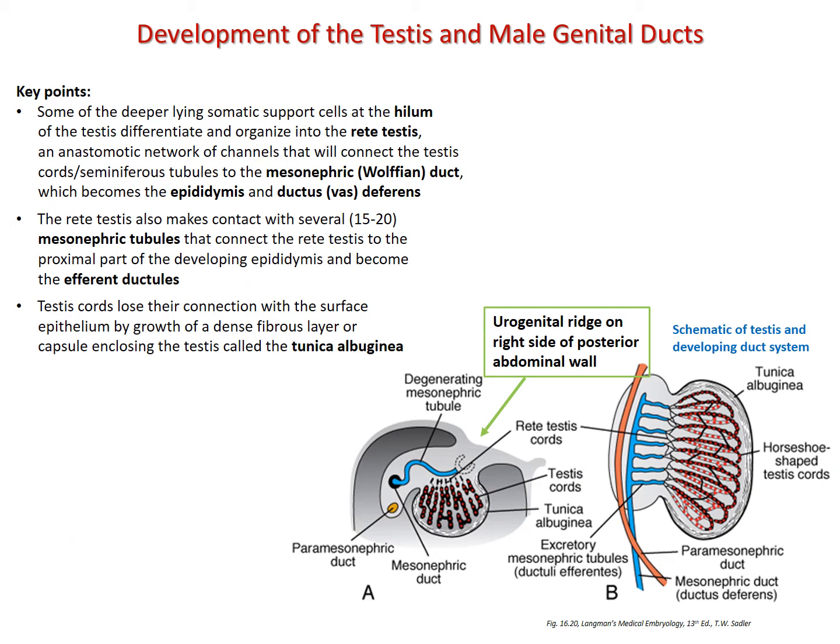Continuing our discussion of the development of the male genital ducts, some of the deeper lying somatic support cells at the hilum of the testes differentiate and organize into the rete testis. This is an anastomotic network of channels that will connect the testis cords, or the future seminiferous tubules, to the mesonephric ducts, which become the epididymis and ductus deferens.